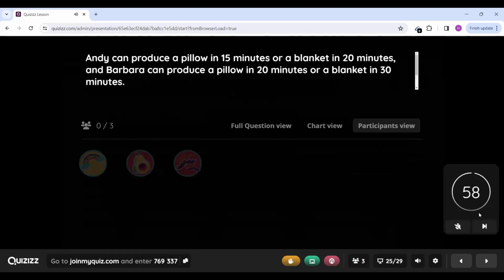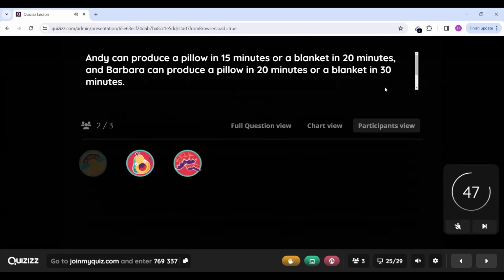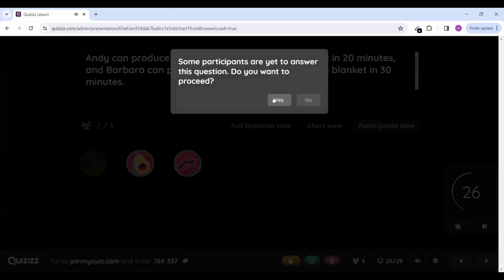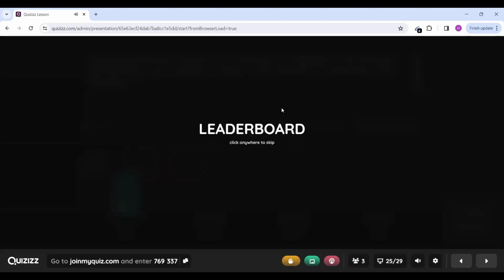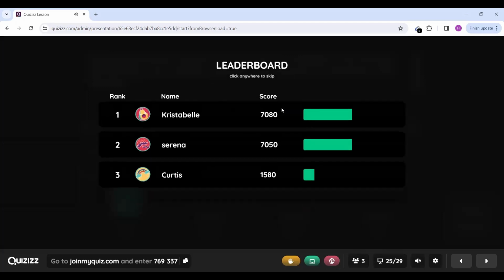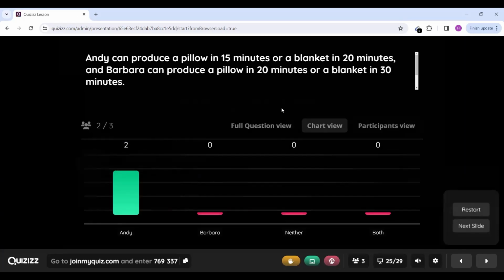Andy can produce a pillow in 15 minutes or a blanket in 20 minutes. And Barbara can produce a pillow in 20 minutes or a blanket in 30 minutes. Who has a comparative advantage of making blankets? So actually, yeah, Andy would have the comparative advantage in making blankets in this case.